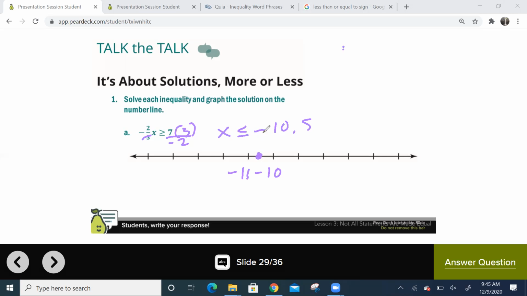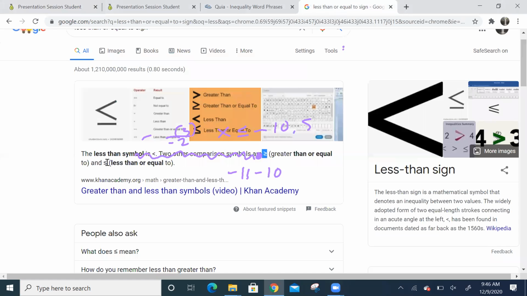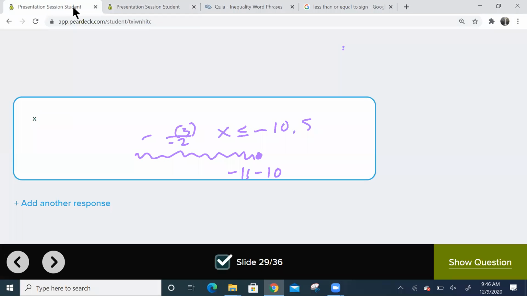And it's all the numbers that are less than that. So all the numbers less than that would be to this side. So your answer would be x is less than, so now I've got to go back, less than -10.5.